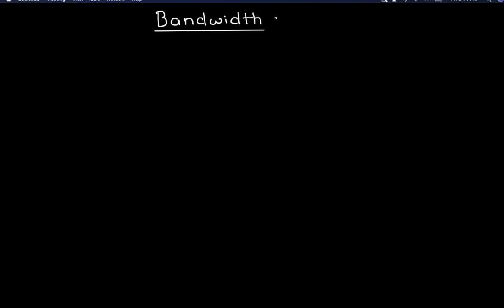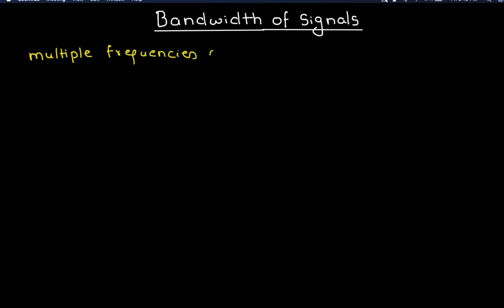Bandwidth of signals. See, we will be using digital signals to communicate most of the time. It will create a square waveform. And when you're using multiple signals, let's say you're using sinusoidal signals of multiple frequencies, they superpose, and they're going to create a square wave sort of thing.